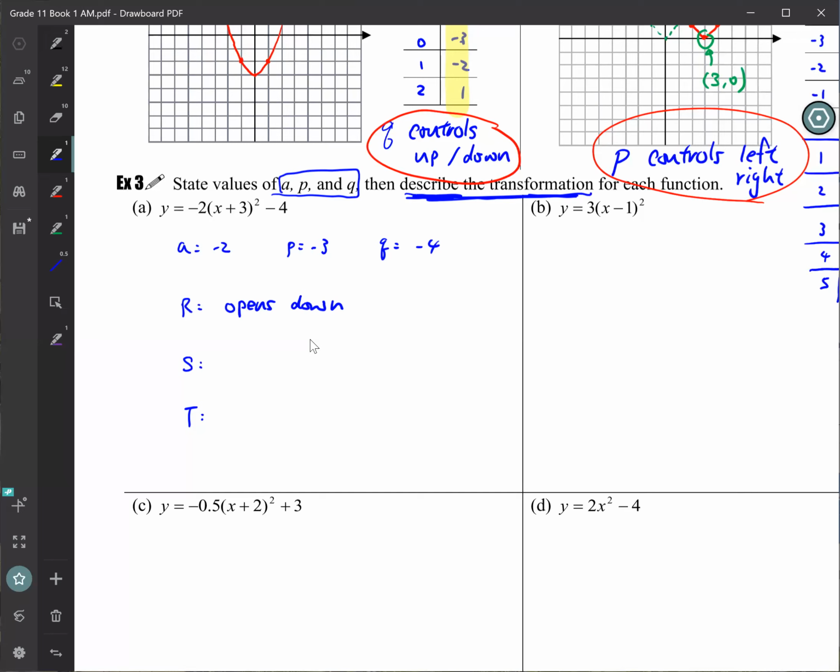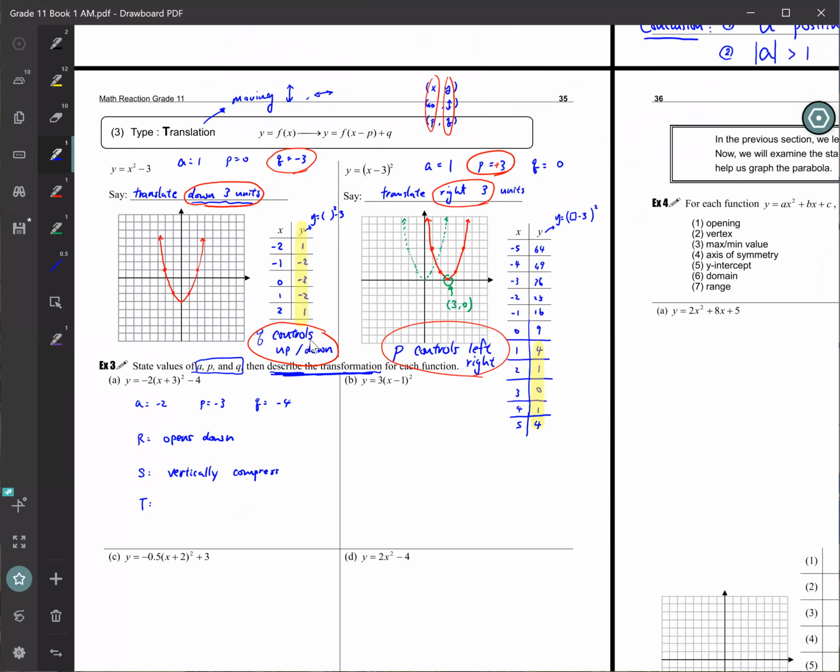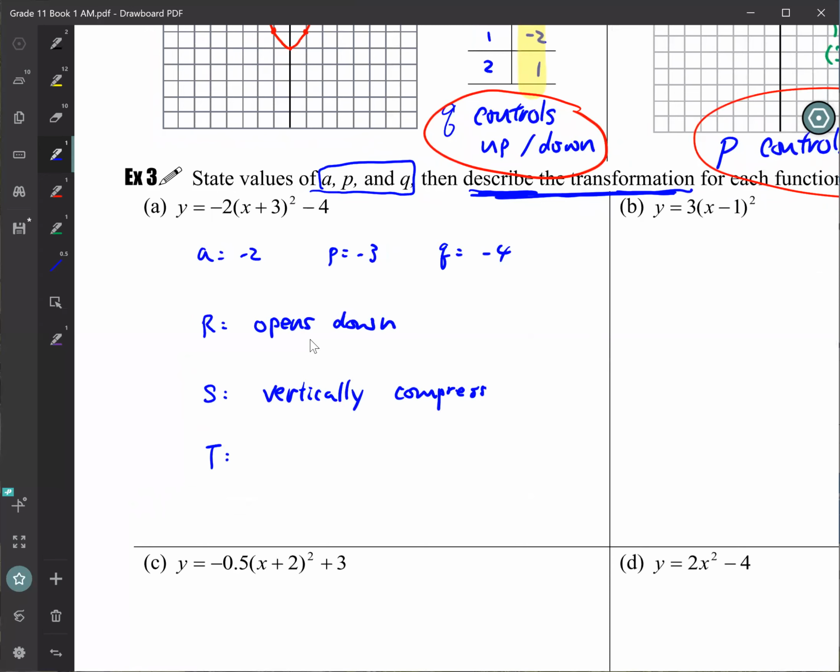Now S, the stretching, you tell me whether it's vertically expand or compress. So Nathan, what do you think? Vertically compress. Okay, how do you know it's vertically compressed? Because A is smaller than 1. Okay, let's take a look at the rule. What's the value for A? Nathan, for this one, what's the value of A?